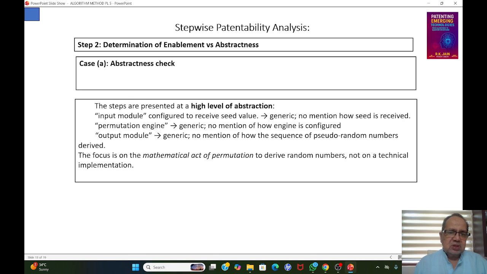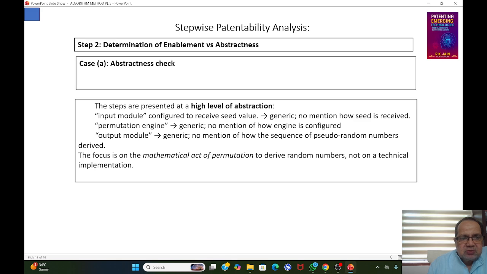Putting it through the determination of enablement or abstractness test, we can see that the input module is configured to receive a seed value, which is determined to be generic. There is no mention of how the seed is received. Then the permutation engine, as we had already mentioned, just consists of a mathematical method. There is no mention of how the engine is configured. And finally the output module, which could be, as we mentioned, any display system. There is no mention of how the sequence of pseudo-random numbers is derived. So the focus of this invention is on a mathematical act of permutation to derive random numbers, not on technical implementation.